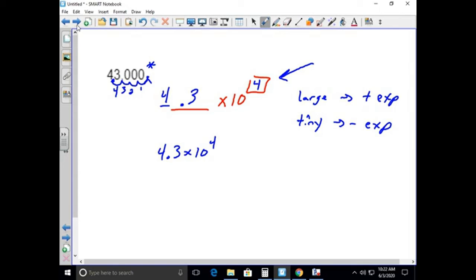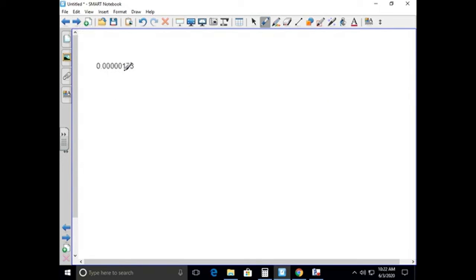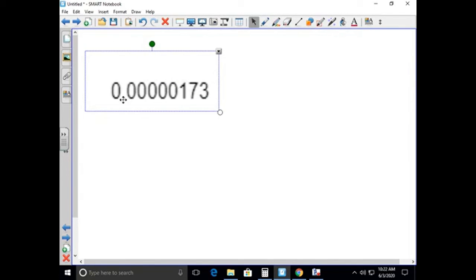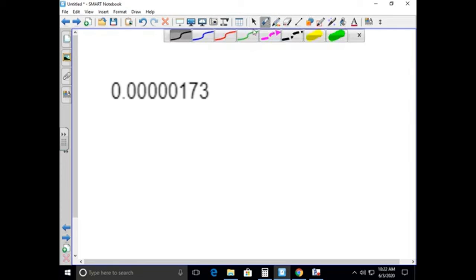That just keeps us from having to write lots and lots of zeros when we have really, really big numbers or really, really small numbers. If we look at this one, this is a really, really small number. It's a really tiny decimal. If we think about it as a distance, let's say in inches, 0.0000173 inches, that's a very, very tiny amount. Maybe the thickness of a hair or something like that.